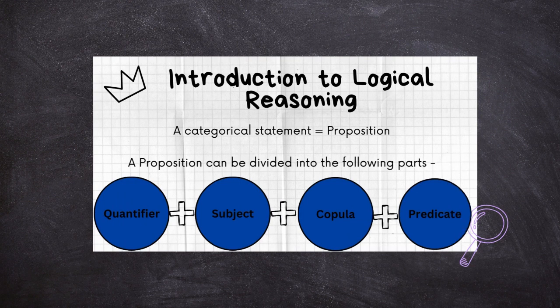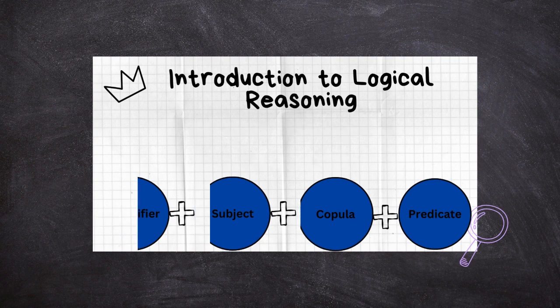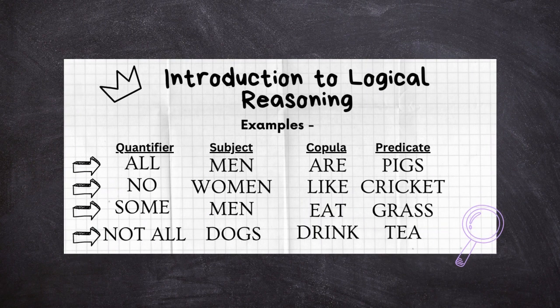So, a proposition can be further divided into four parts, which are as follows. Number one, the quantifier. Number two, the subject. Number three, the copula. And number four, the predicate. As you can see, this is quite similar to dividing a sentence into subject, verb, and object. For a better understanding of the concept, let us look at a few examples of propositions and how they may be divided into these four parts. The first example is all men are pigs.